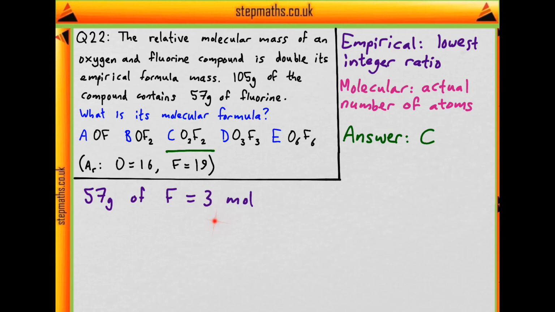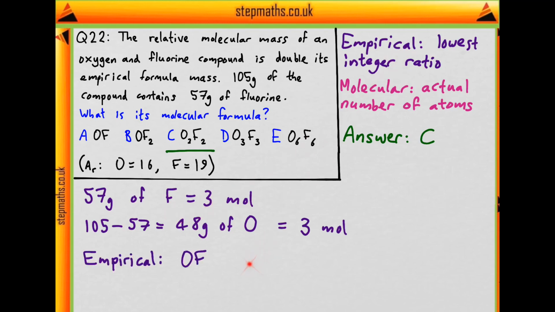So how much oxygen do we have? So we have 105 grams total, and if we take 57 from that, we get 48 grams of oxygen. And how many moles is that? We know oxygen is 16 grams per mole, so 48 is 3 moles, because it's 3 times 16. So what does this tell us? We have a 3 to 3, or equally a 1 to 1 ratio of oxygen to fluorine, which means we know our empirical formula is OF, one of each.